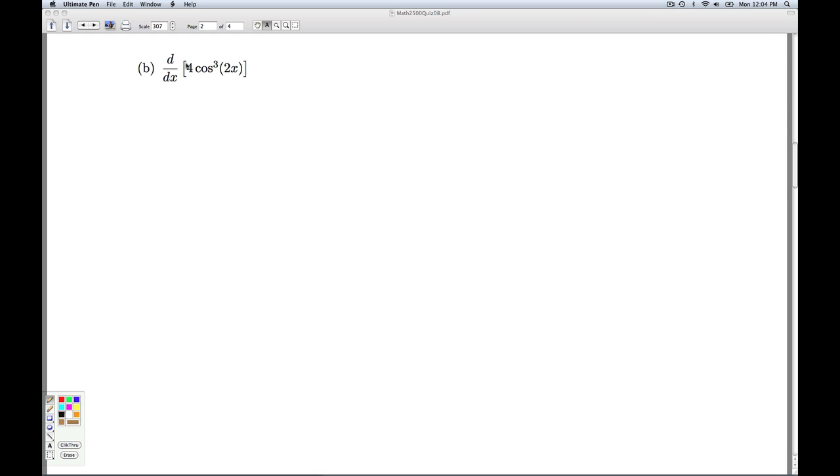Okay, for part B, we're asked to take the derivative of 4 cosine cubed 2x. The first thing I'm going to do is rewrite y here as 4 times cosine 2x cubed. So remember, in trigonometry, when we put that power there, we're really taking this whole thing to that power. This helps me figure out what rules and what order of differentiation to apply. So if I were to substitute in a value for x, the very last thing I would do is multiply that by 4.